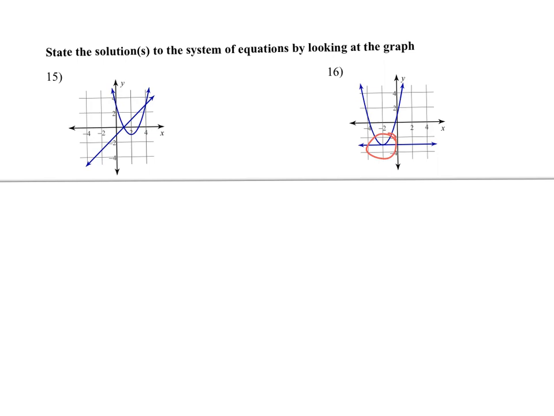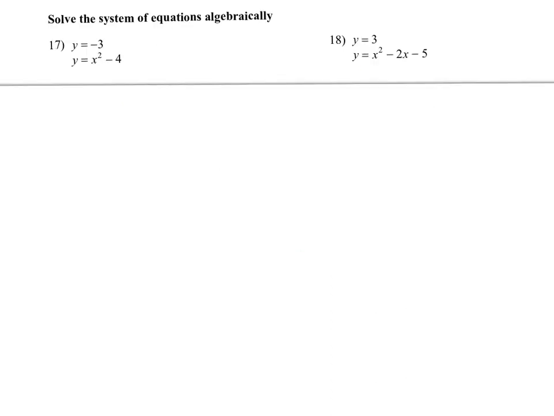I see these ones only intersect 1 time there. And so it looks like the coordinates are negative 2 and then negative 3. It's right in between negative 2 and negative 4 on the y-axis. So that's it. All right, next up, we're going to solve these systems algebraically.